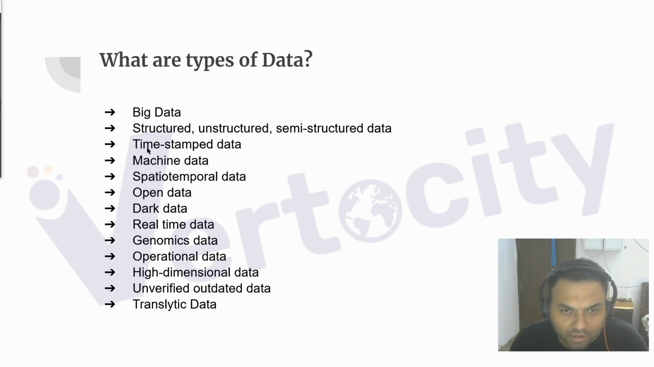And these are the different kinds of examples of data that you can find across structured, unstructured, and semi-structured data: timestamp data, machine data, spatio-temporal data, open data that is present across the web, dark data, real-time data, and genomics data, which basically means something you get from genes, which they use for storing the genomics data of different kinds of organisms. There is operational data and so on.